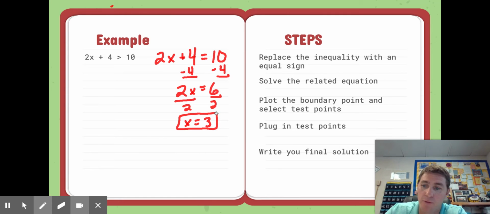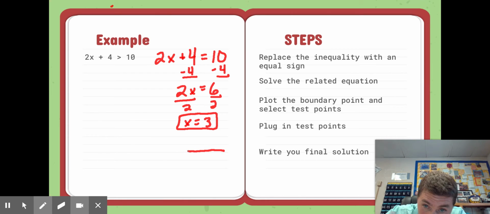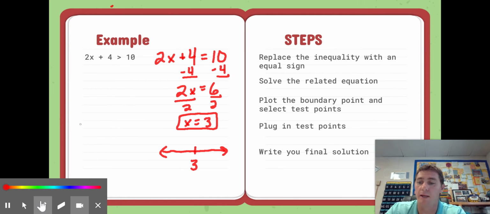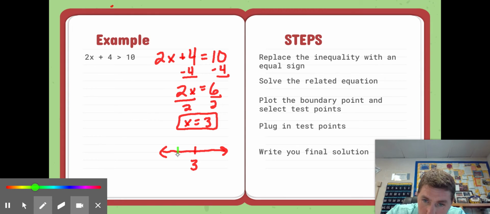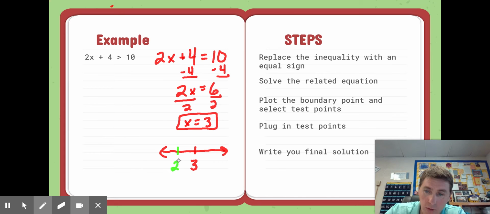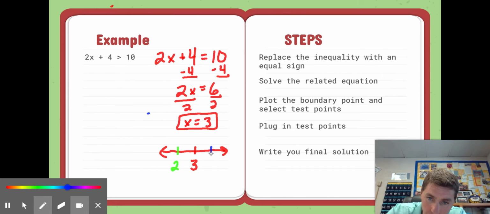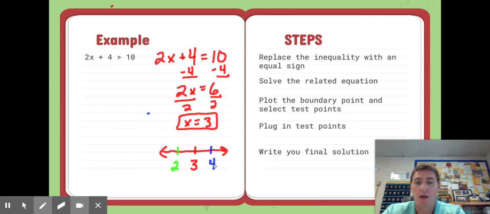Well, we need our boundary point. And so when we get x equals 3 on a number line, if this was just an equation, our solution would be 3, and that would be it. But because this is an inequality, we use this to develop our boundary point, and we need values that are lower or less than, and values that are higher or greater than. And we're going to use these as test points.